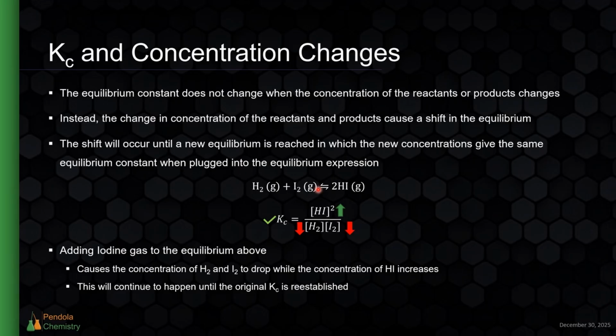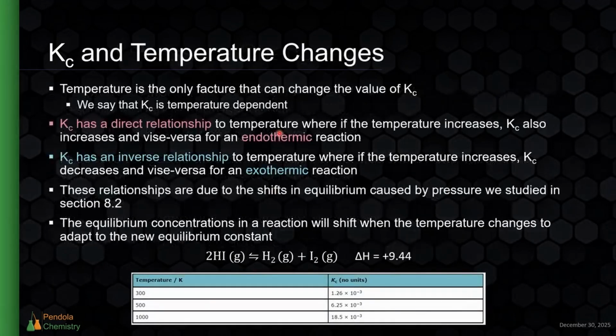Temperature does not change the concentrations of reactants and products. There is no T for temperature in this equation. So what is the only thing that's tied to temperature? Kc. Kc being temperature dependent means that Kc is going to change when we change the temperature.